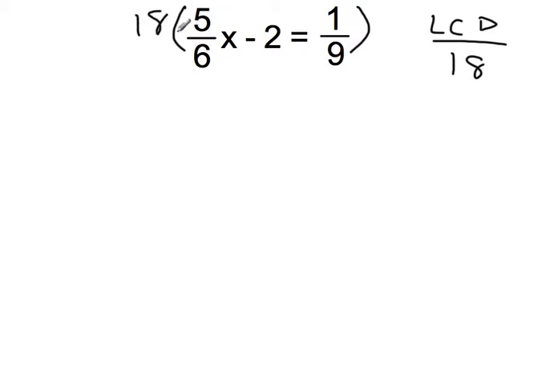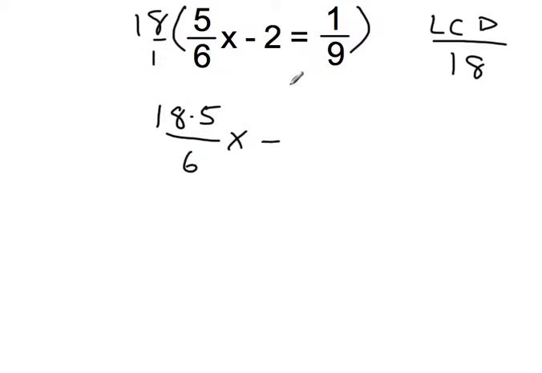I have 18 times 5/6 x. So what I'm actually going to do right now, just to make things a little bit easier, is write it out like this. When you multiply fractions, this is the same as saying 18 over 1. So 18 times 5, and then 1 times 6.